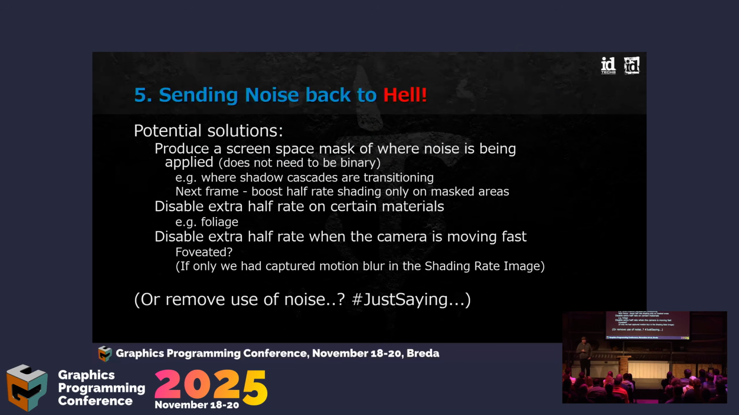Other issues, the other problems we had with noise and possible solutions: the noise wasn't applied everywhere, but we didn't know where it was applied. So if this was written out to another buffer, we could use that to only add additional half-rate shading in those areas. As I said, we could disable it on certain materials, or if the camera's moving fast, or do we really need the noise?